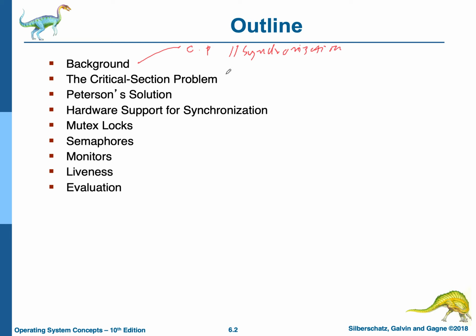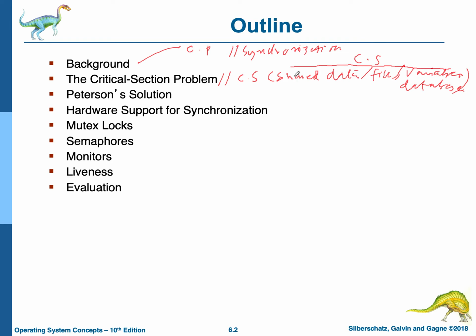Then we will see the main content of this chapter, the critical section. What is the critical section? It is a section that may contain shared data, maybe a file, or a variable, or some database. Whatever information is shared between two processes, if both want to access this data, then this is called a critical section.